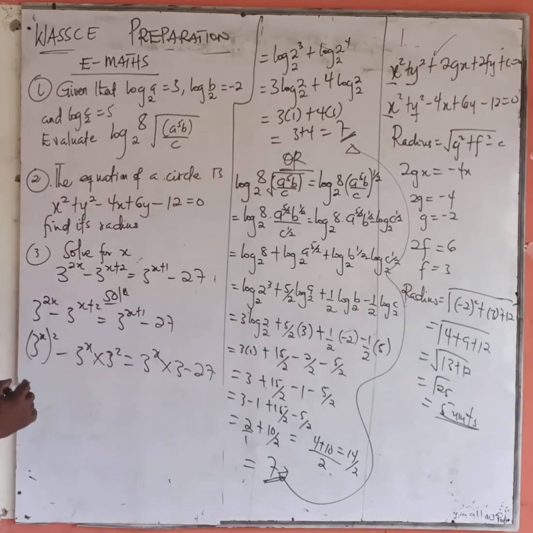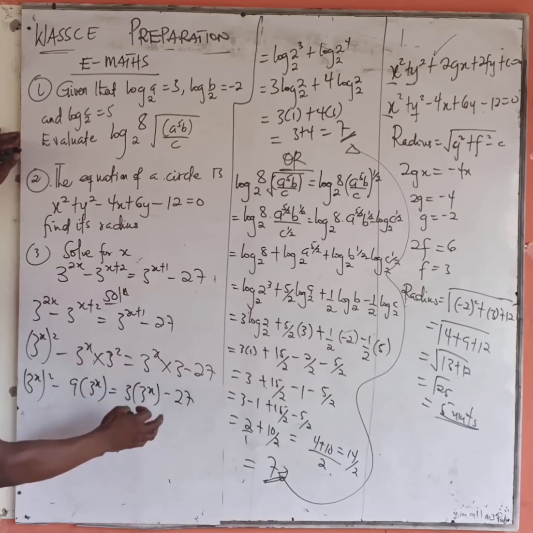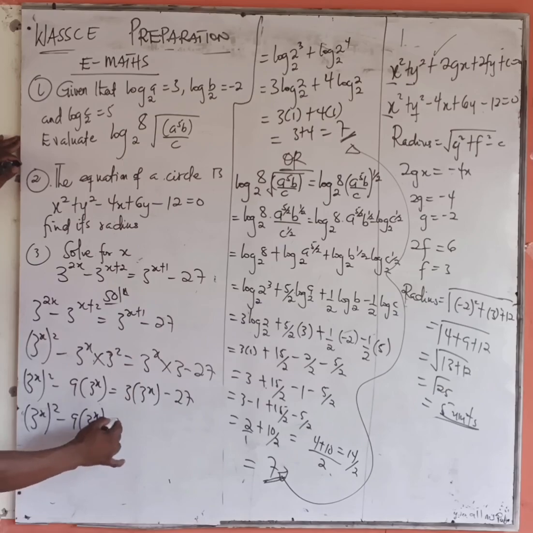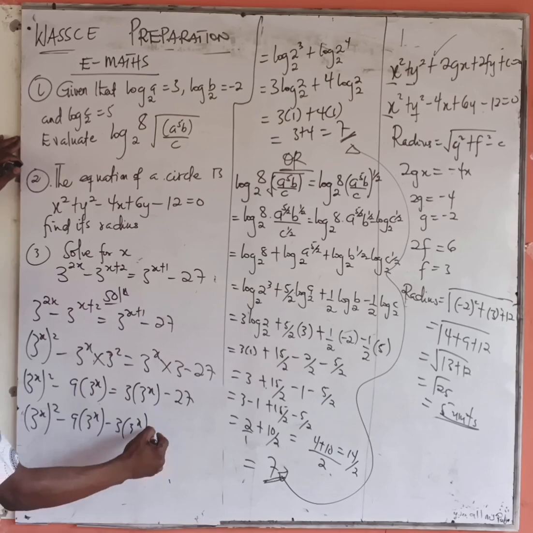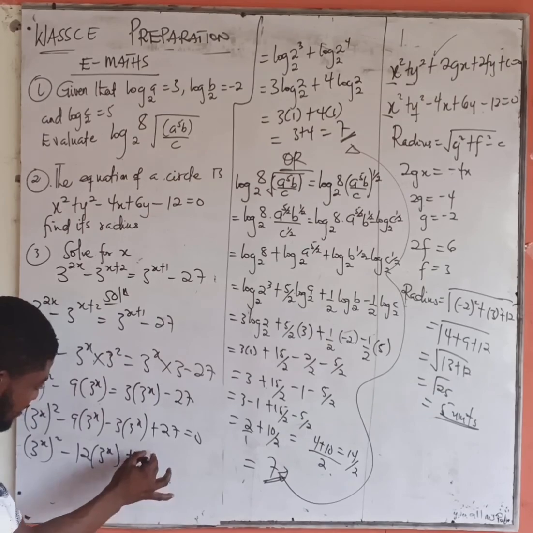Okay, this would be 3 to the power x all squared. From indices, we are applying the principles of indices, and then this would be minus, this is 9, so minus 9 times 3 to the power x. Then this would also be 3 to the power x minus 27. I can bring this here so that I get a simplified version. So 3 to the power x all squared minus 9 times 3 to the power x minus 3 to the power x plus 27 is equal to 0. So this becomes like 3 to the power x minus 12 plus 27 is equal to 0.